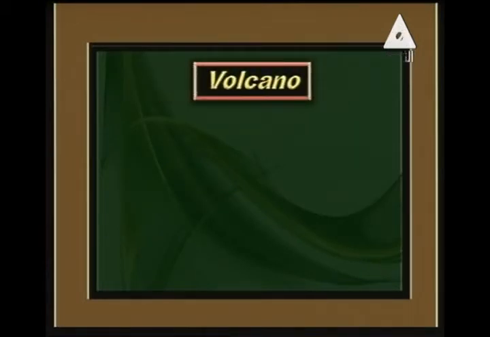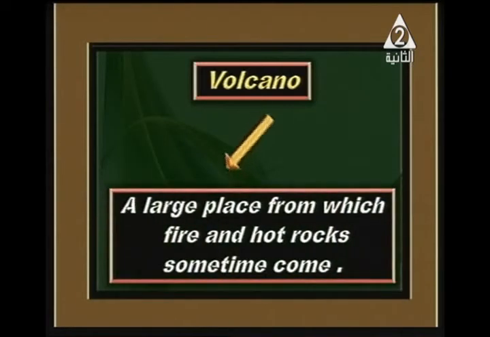Volcano. What do you mean by volcano? Yes, right. The meaning of volcano is a large place from which fire and hot rocks sometimes come. Actually, volcano, it means what? The volcano means the volcano in Arabic. A very large place from which fire and hot rocks can come.